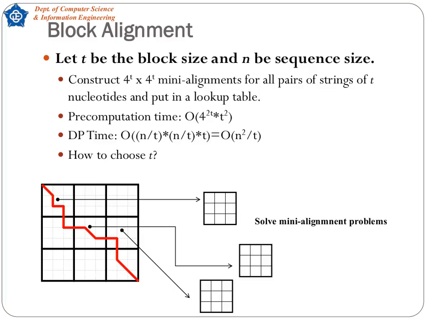In this graphic, the large alignment matrix is tiled into blocks, with the red optimal path jumping from one block to the next, each block solved instantly via lookup. The key question we're left with is, how do we choose t to balance the upfront cost of precomputation against the speedup we gain in the main DP?